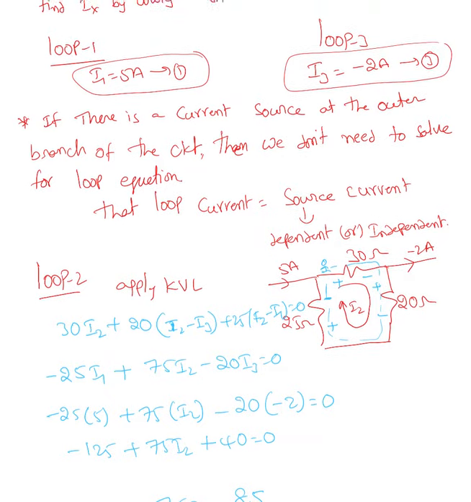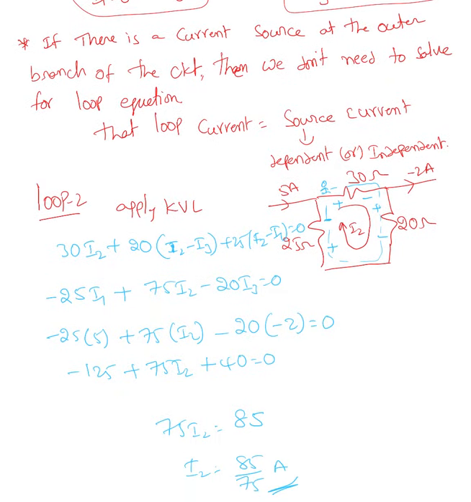Okay, now once I know that current, our goal is finding Ix right there. Can I say Ix equal to I1 minus I2? I know I1 equal to 5 amperes, I2 is 85 over 75. 85 over 75 is 1.133. So 5 minus 1.133, Ix equal to 3.866 amperes. That's Ix. Let me solve one more example in this video.